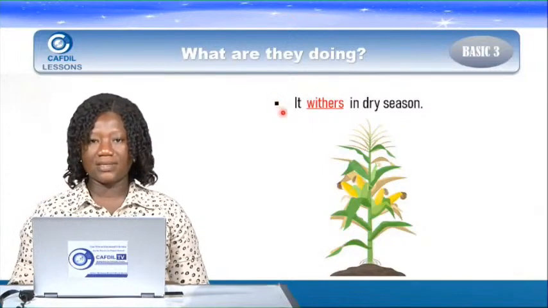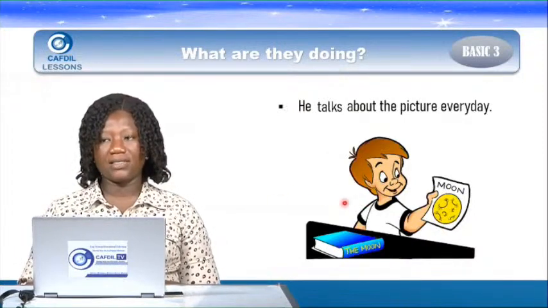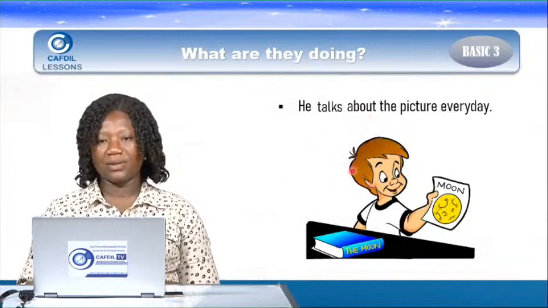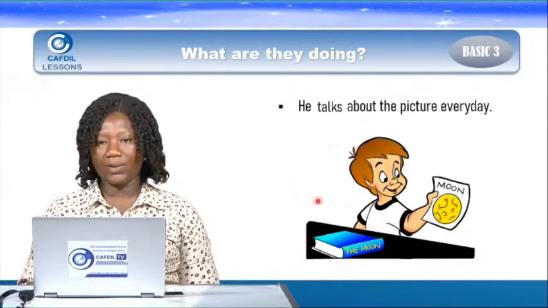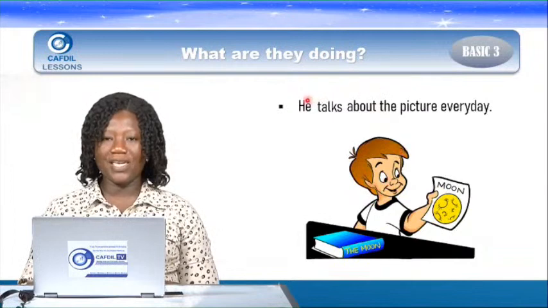Let's look at our next sentence. What do you see in the picture? There is someone. Is the person a female or a male? Is the person a boy or a girl? This is more of a boy than a girl, isn't it? Good. So we will use he to talk about the action going on in the picture.